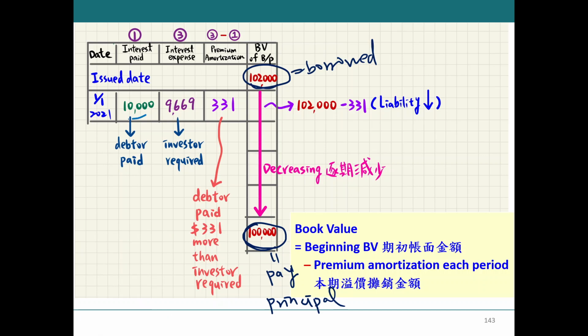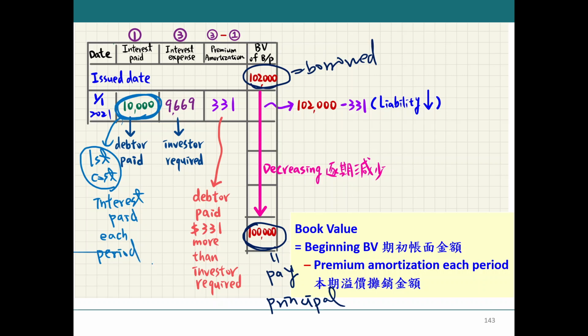Let's look at your first period. First cost. Your first cost of borrowing is $10,000 based on your promise, right? So it means each period you have to pay interest of $10,000, okay? So $10,000 is the interest you paid. It means you really give the money. You really use your cash, $10,000, to pay the interest. So interest is paid each period.